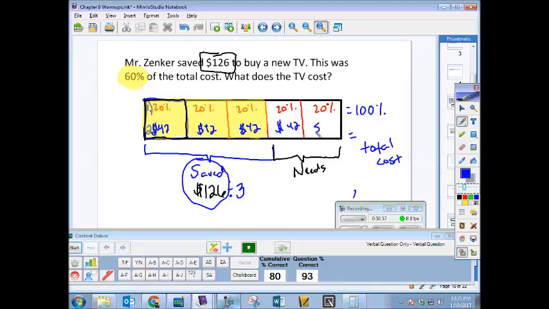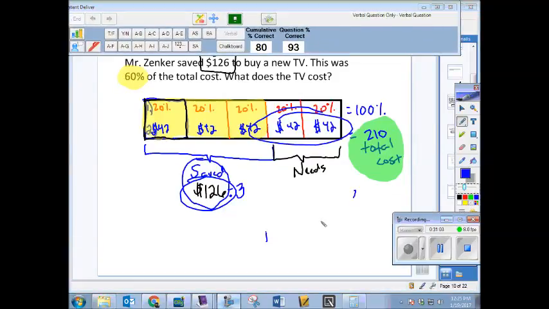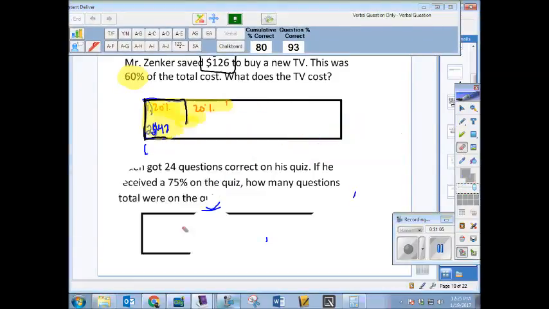42, 42, 42. How are we going to figure out how much the total cost of his TV is going to be then? How are we going to figure that out? You do 42 times 5 to get 210. The other thing you could do is add the amount that he saved plus the amount that he needs. Could you do 126 plus 84? Yeah, that would be the same thing, right? Now, because I've been preaching it over and over again, what should you do at the end of this just to check your work?